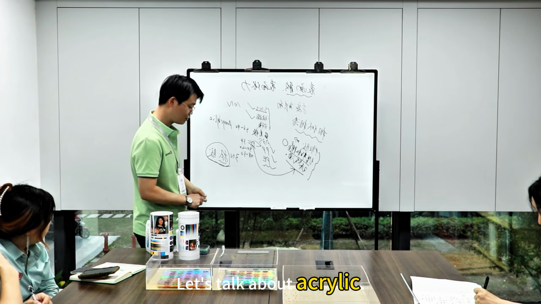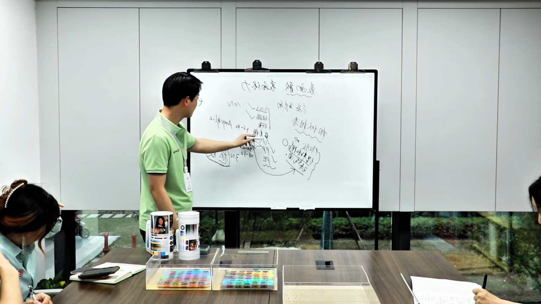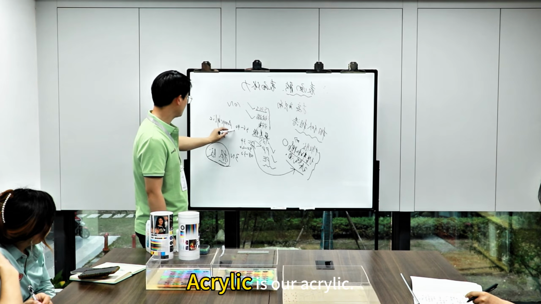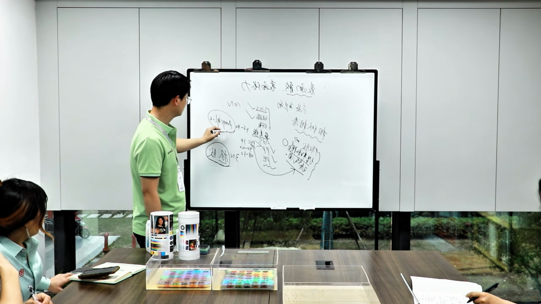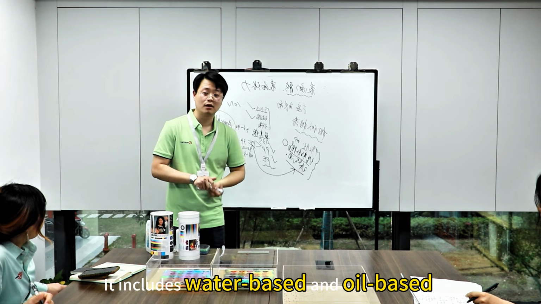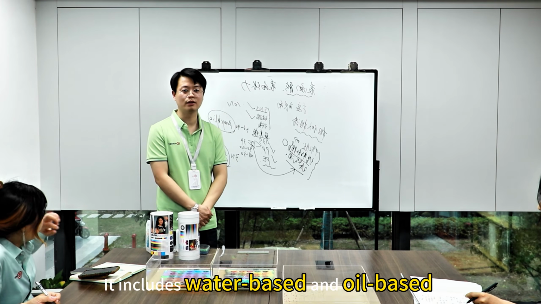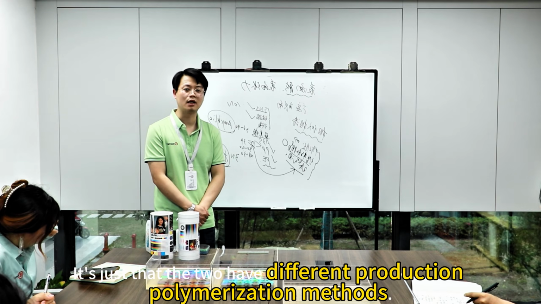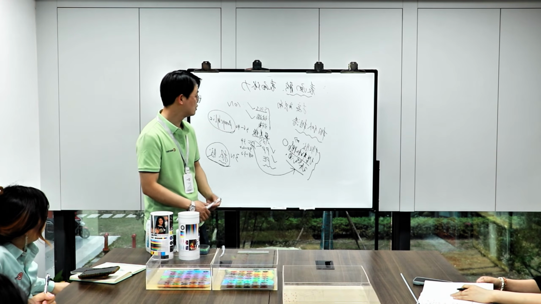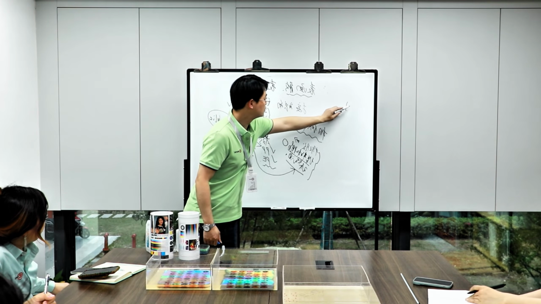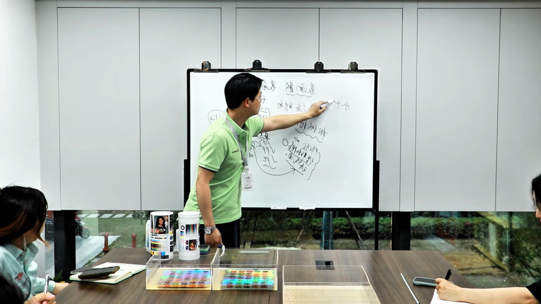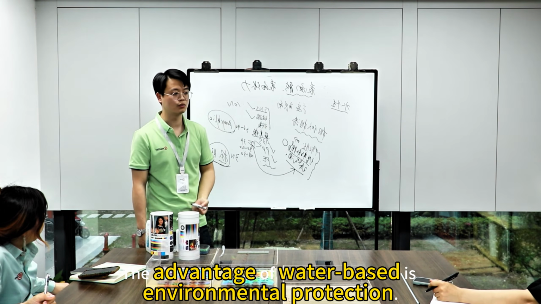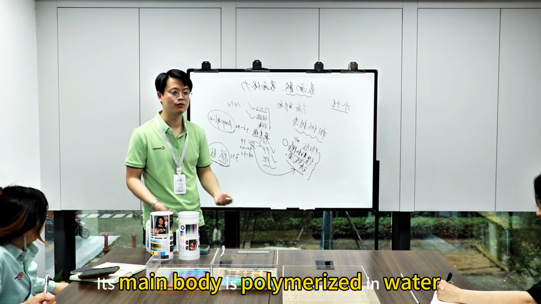Let's talk about acrylic. Acrylic is our acrylic adhesive. It includes water-based and oil-based. In fact, the two just have different production polymerization methods. Water-based: the advantage of water-based is environmental protection. Its main body is polymerized in water.